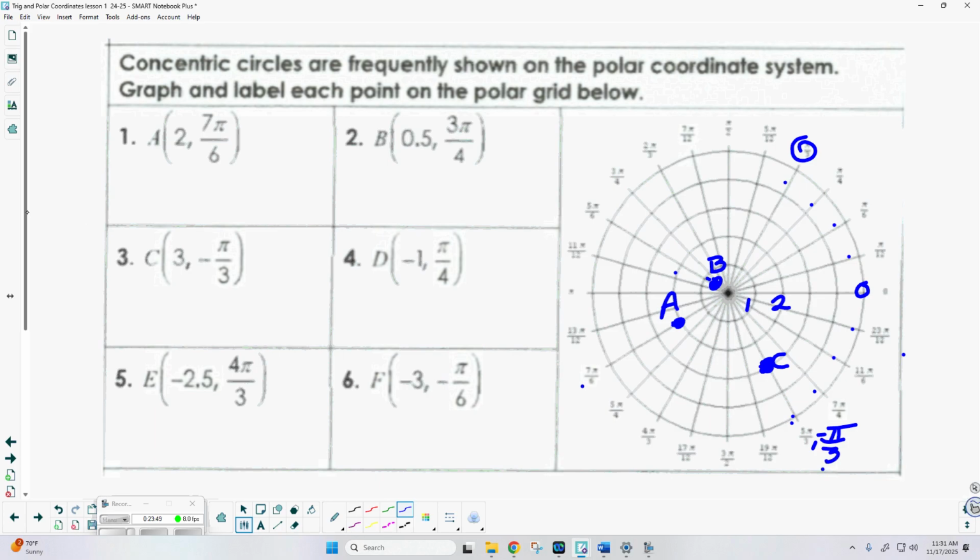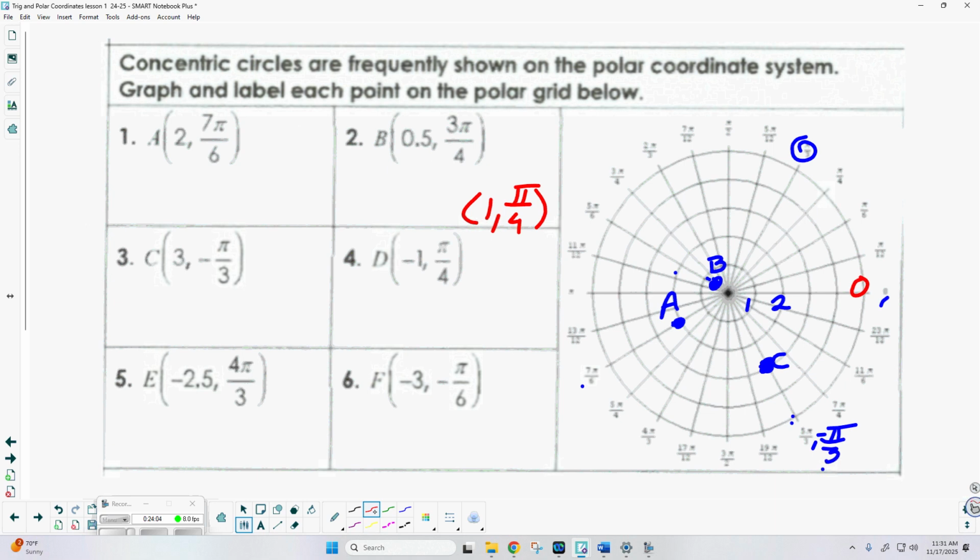Okay. Now, starting with number 4, what's different? The radius is negative. Okay, this is the last thing I need to go ahead and let you know about polar coordinates. So let's say I wanted to go ahead and plot the point 1, pi over 4. Well, that's easy. Okay, I'm going to start at 0.